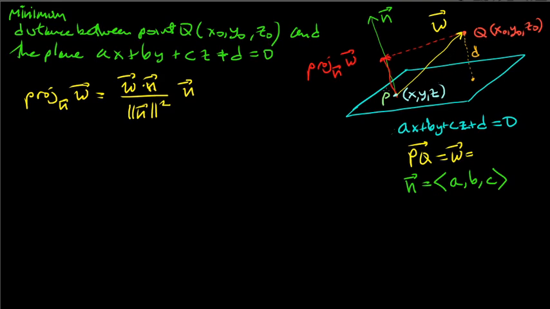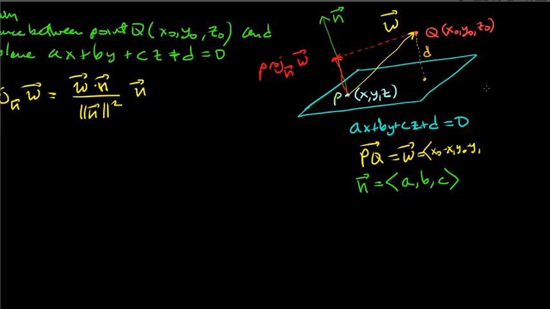So the vector w, and I don't know if I have enough space to squeeze it in here, but all right, let's try it. This is going to be x0 minus x, so it's going to be backwards here, y0 minus y, and I'm going to move this over, z0 minus z. Okay, so that's my w.